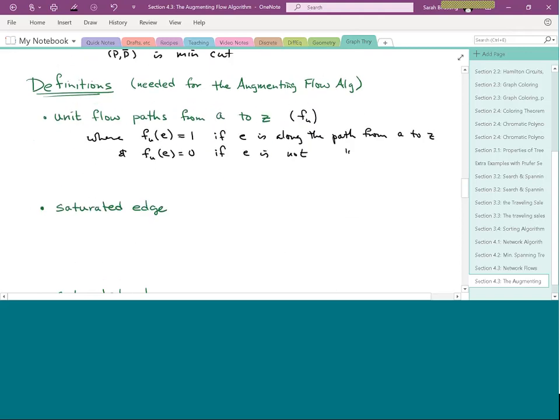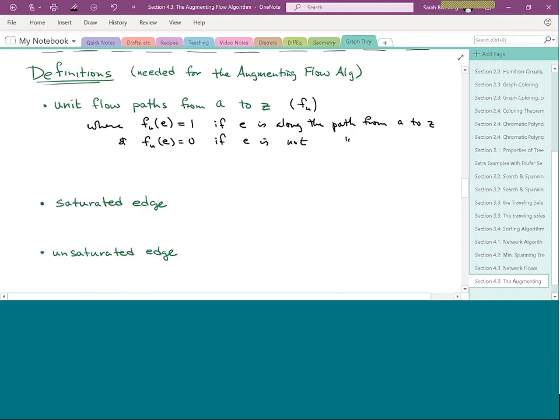Now, the next thing that we're going to need to look at is what are called saturated and unsaturated edges. If you think of this in terms of liquid, sometimes it helps, but you don't have to. A saturated edge is simply an edge, E, where the flow along that edge is at capacity.